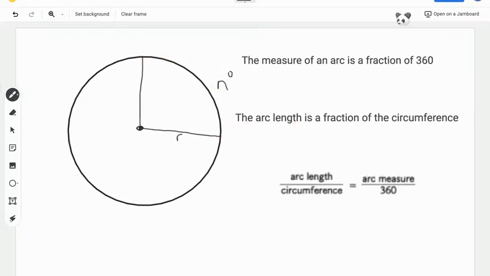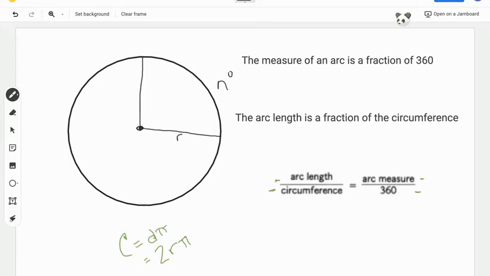So I want you to keep in mind that our circumference is always equal to diameter times pi, or 2r pi, right? And so now if we're looking at arc length, we're going to find a piece of that. So just like the arc measure is a part of 360, that entire circle around, the length of our arc is also going to be a piece of our circumference.